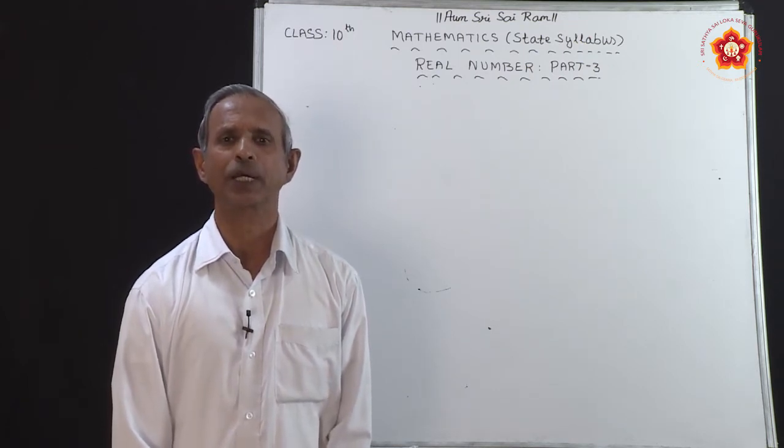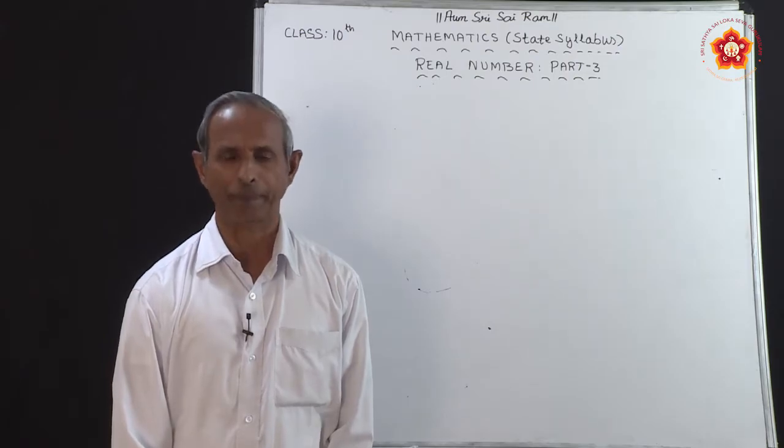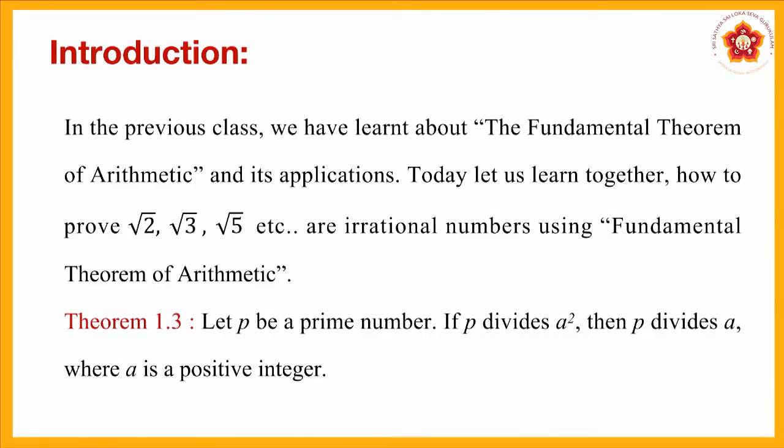Today's topic is real numbers, part 3. In the previous class we learnt about the fundamental theorem of arithmetic and its applications. Today let us learn together how to prove root 2, root 3, root 5, etc. are irrational numbers using the fundamental theorem of arithmetic.